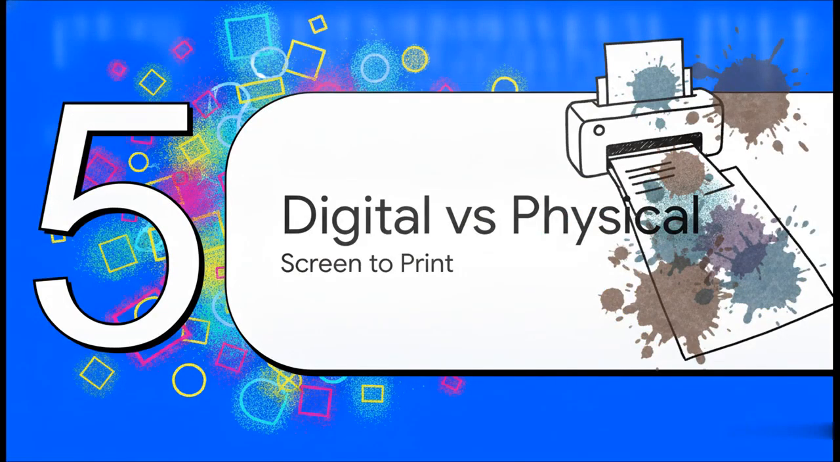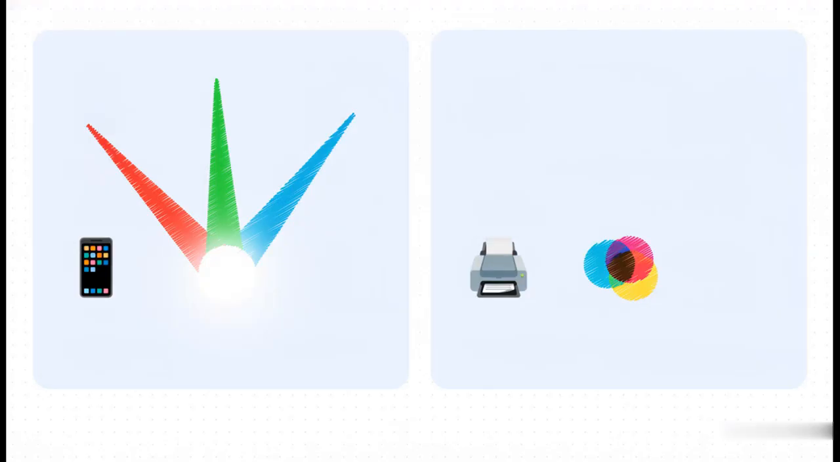Section 5. Digital light versus physical ink. Screen to print. If you've ever experienced that totally frustrating nightmare of creating a vibrant, gorgeous digital graphic on your laptop only to print it out and have it look completely dull and muddy, well, here is exactly why that happens. Digital screens speak RGB, red, green, and blue. This is an additive model. Your phone is literally shooting light beams, and when you add them all together at 100%, you get pure white.